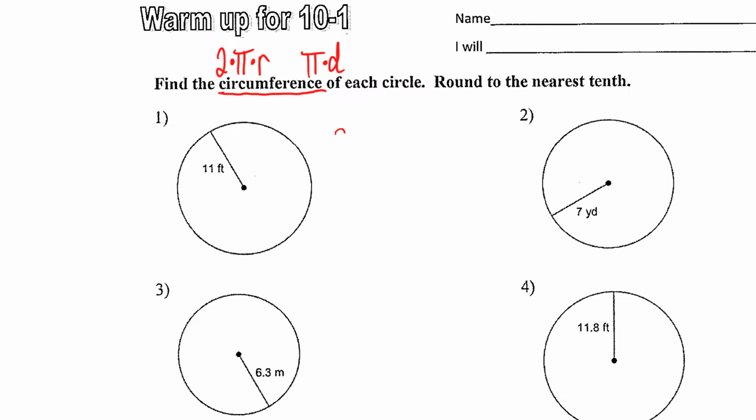All right, so here we're going to go 2 pi times 11. And remember, make sure to use the pi key. Do not type in 3.14. So 2 times pi times 11, and what does that give you? 69.12. Okay, 69.12, and this is in feet.